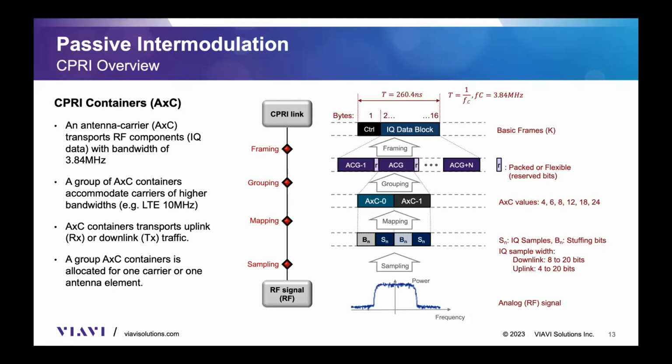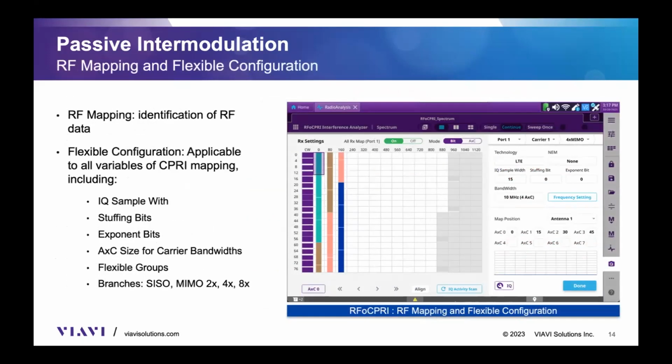So this is how my RF data is digitized and transmitted into the CPRI protocol. And as you can see here, there are different variants, different variations that can be used. Now, the good thing is that we have been able to put all those variants in an easy way that we can identify and make changes. So effectively, we can analyze any type of signal.